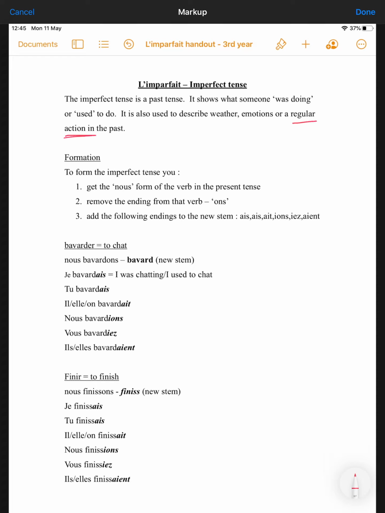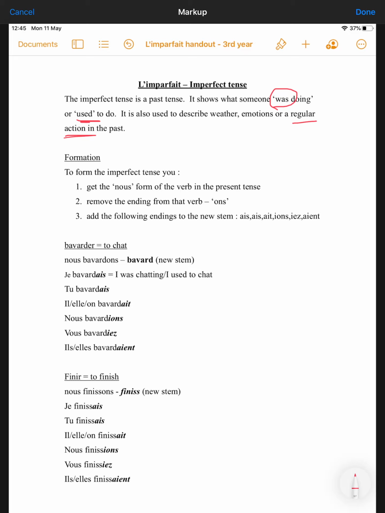So you already have the passé composé done. And that would translate, for example, if we use the verb play, that would mean I played. Whereas the imperfect tense is what somebody was doing for a while or used to do. So in English, it would be I was playing or I used to play. So that's the difference between the imparfait and the passé composé, which is the other past tense that you've done.